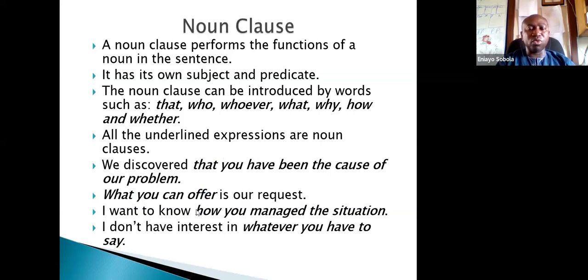Next one, I want to know how you manage the situation. What do you want to know? How you manage the situation functions as the object of the sentence. Here we have, I don't have interest in whatever you have to say. Introduced by whatever, one of the elements. Then in is a preposition. This noun clause functions as the object of the preposition.